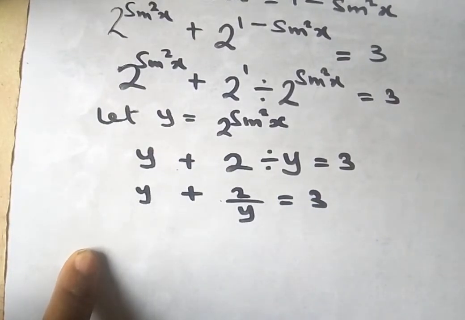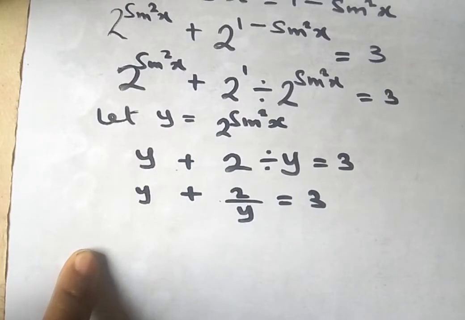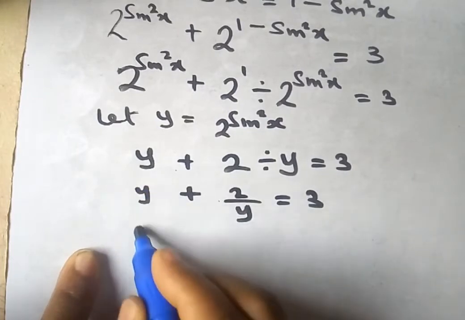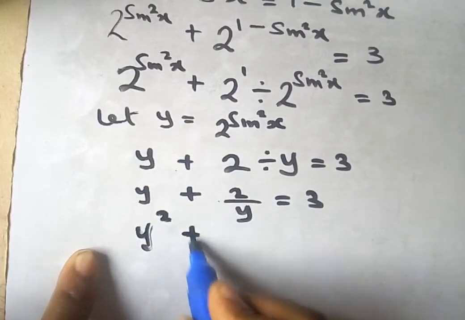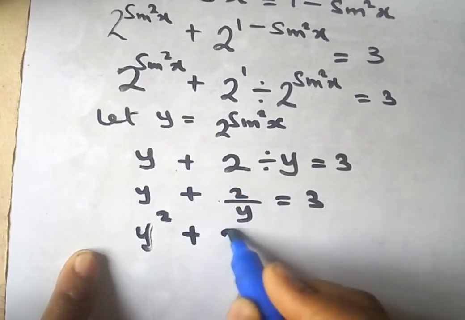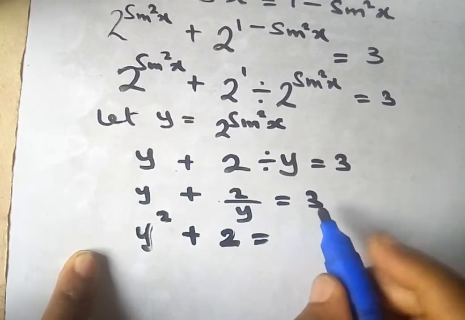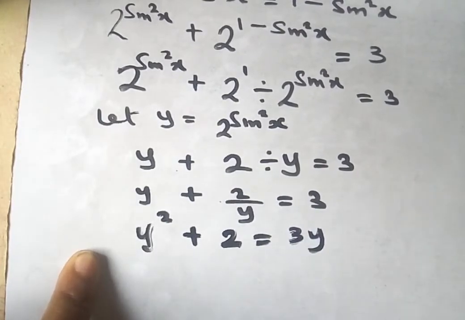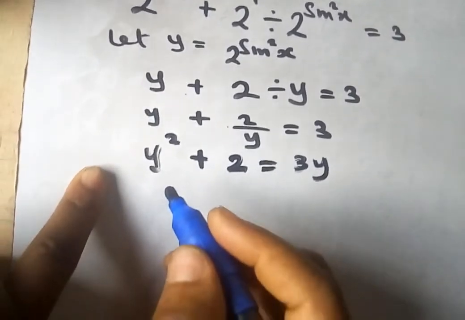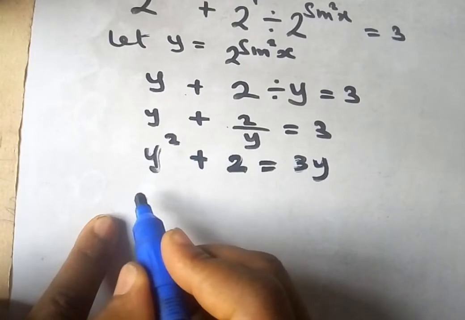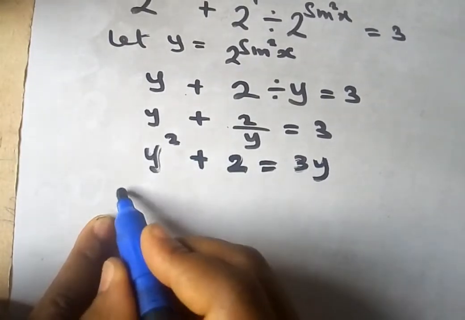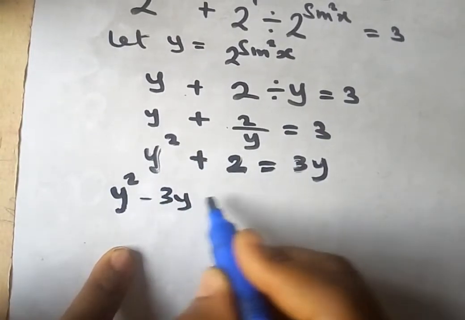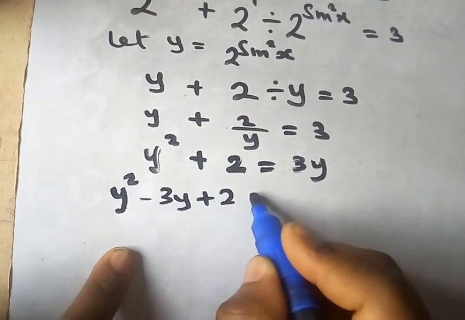And so what we need to do here is to multiply through by y in order to form a quadratic equation. If I multiply through by y, this will turn to y squared plus, the y will cancel, I'll be left with 2 here. Then if I use y to multiply this, I'm going to have 3y. So I'm having a quadratic equation now. Now, what we need to do next is to arrange it in the normal form of quadratic equation and then factorize. We have y squared minus 3y plus 2 equal to 0.